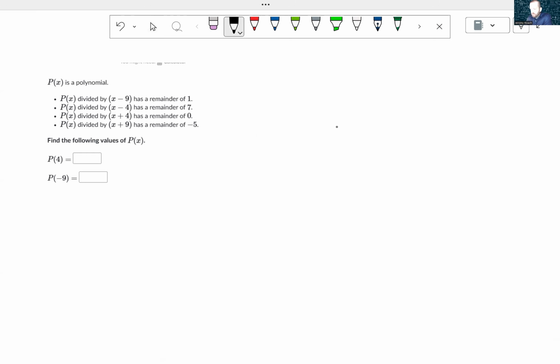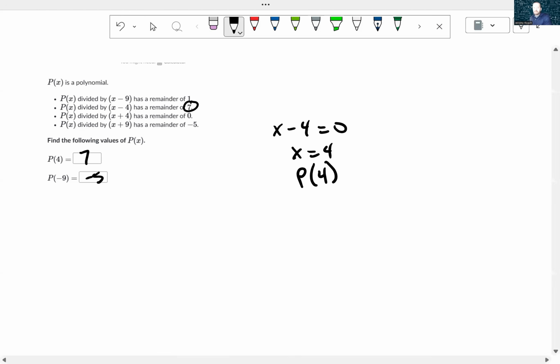So p of 4, that's x minus 4. Because if we did x minus 4 equals 0, we'd get x equals 4, and then we would do p of 4 to find that remainder. So the first one's going to be 7. And p of -9, we're going to use the positive 9. And that's -5. So these aren't too bad. We just have to conceptually determine which information we're going to use here.